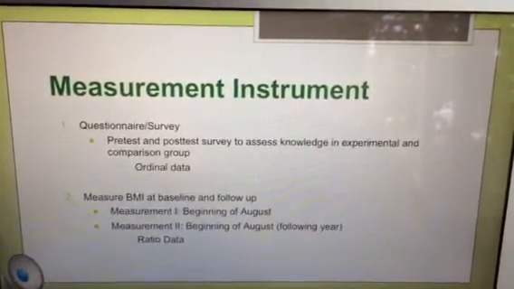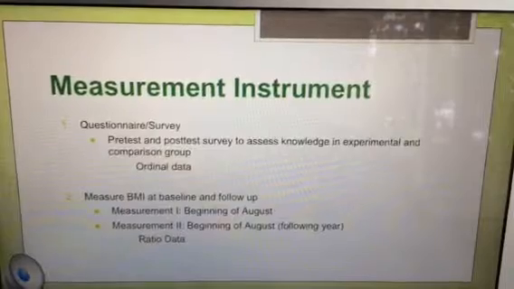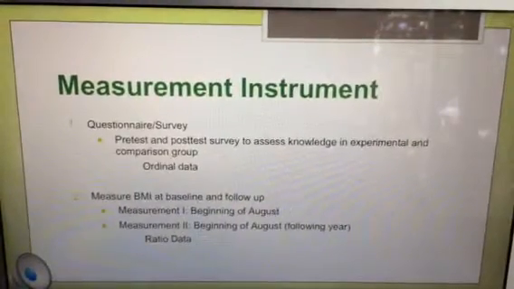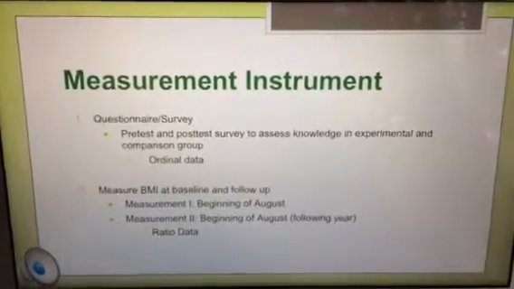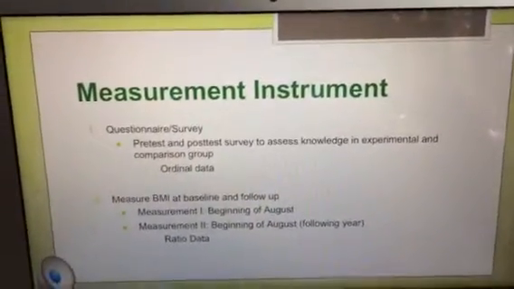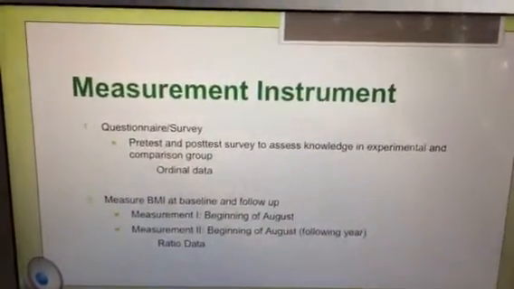The measurement instrument used was a pre-test post-test survey to assess knowledge about nutrition and levels of physical activity in both the experimental and comparison groups. We also measured BMI at baseline and follow-up.